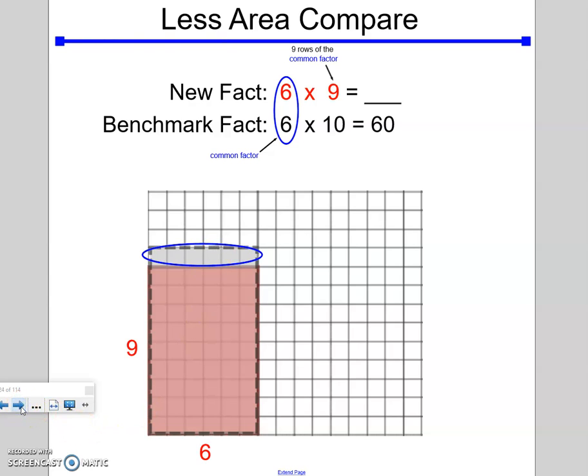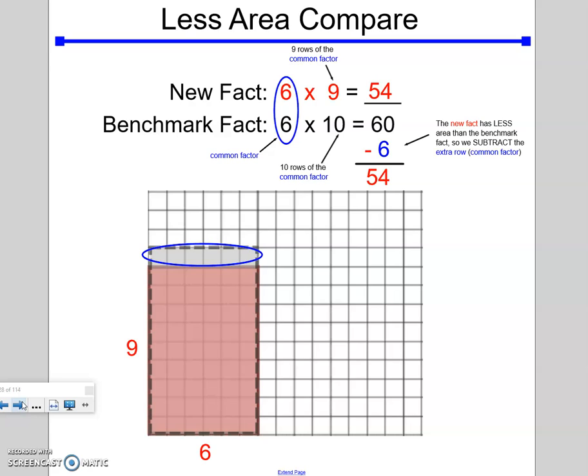So a 6 times 9 rectangle has 9 rows of 6. A 6 times 10 rectangle has 10 rows of 6. And since 6 times 9, the new fact, has less area or less rows of 6 than my benchmark fact 6 times 10, I have to subtract that extra row. I have to take away that extra row to go from a 6 by 10 to a 6 by 9, my new fact. I subtract that extra row of 6. 60 minus 6, of course, equals 54. So 6 times 9 equals 54.